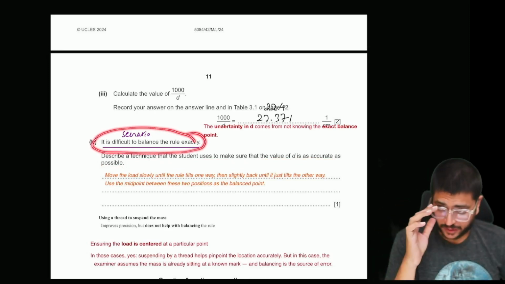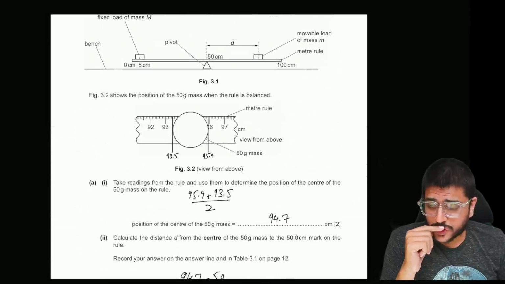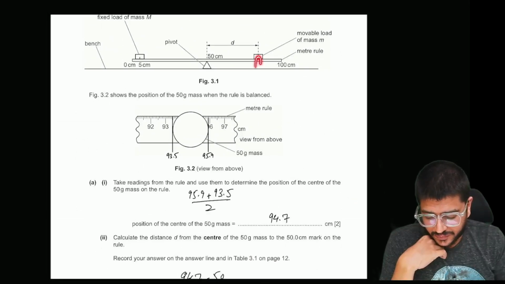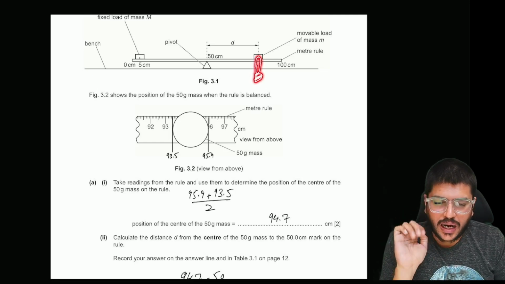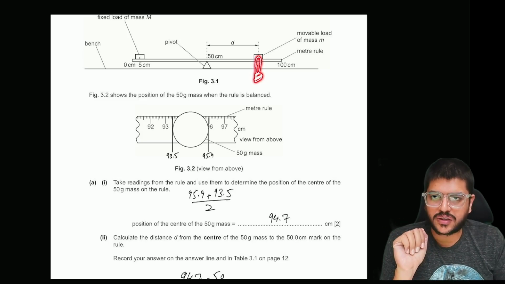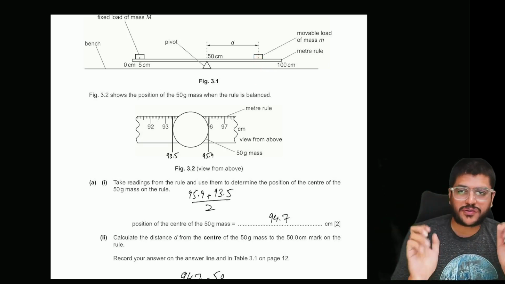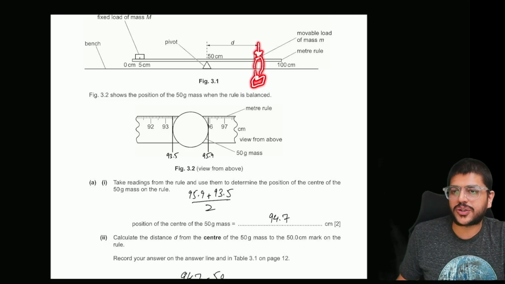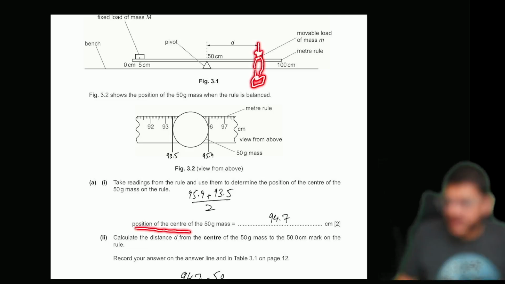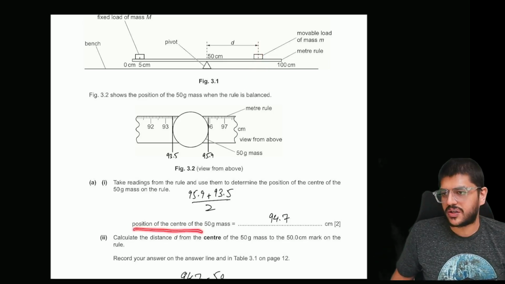You have to look at this scenario. Now, if somebody says that you should use a thread to suspend this mass, do you think by adding a thread, you will be able to balance it accurately? No, you won't. It will still topple. It is very difficult. That's what they're saying. Look at the difference in the question. When do you use a thread and the mass is attached? That is when you want to accurately find the location. When you accurately want to find the position, they're not asking you to tell us how do you accurately find the position of the center. What are they asking you?